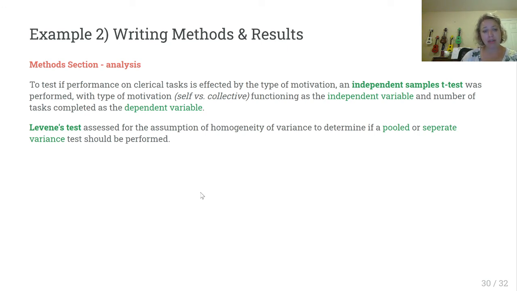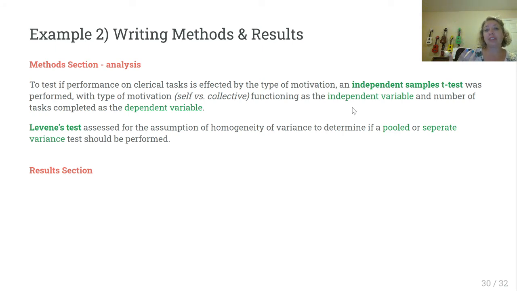Then you talk about your assumptions. Levene's test was used to test the assumption of homogeneity of variance to decide if we should do a pooled or separate variance test. I think that's the identical sentence I used last time. And here we go with the results section.